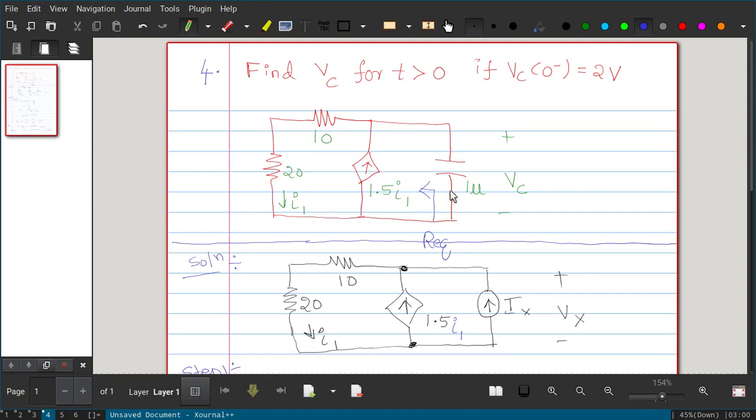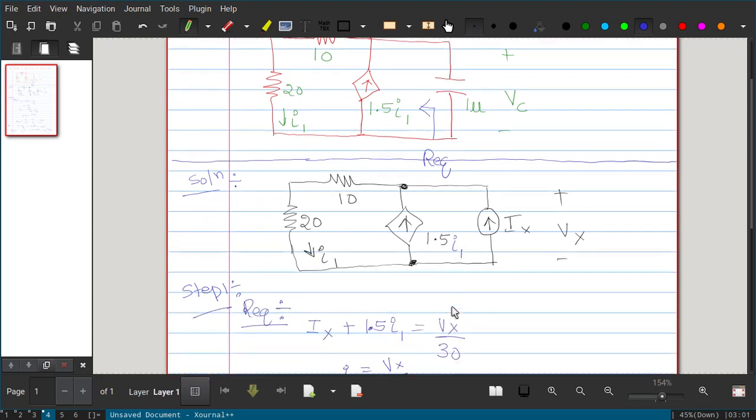Remove this capacitor, apply a test source. It can be current or voltage, and apply KCL or KVL. Calculate the ratio Vx by Ix. That is nothing but the R equivalent. In this case, I am applying a current source Ix, and the voltage across that current source is Vx. Towards the arrow it should be positive, so I have the positive sign towards the arrow. That is correct. Now you have to apply KVL or KCL and find the Vx by Ix ratio.